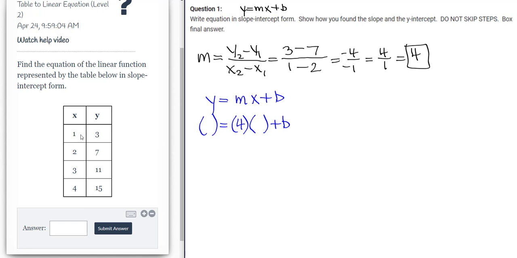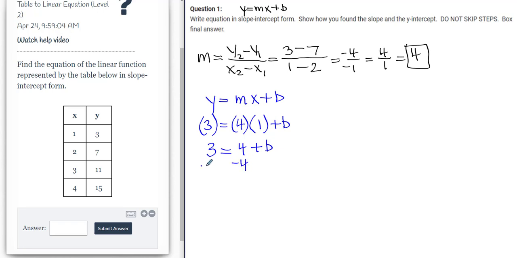I think out of all these numbers, 1, 3 looks the easiest. So 3 is my y value, so in goes 3. 1 is the x value that goes with that y, and there we go. So 3 in parentheses simplifies to 3. 4 in parentheses next to 1 is multiply, so 4 times 1 is 4. So the equation simplifies to 3 is equal to 4 plus b.